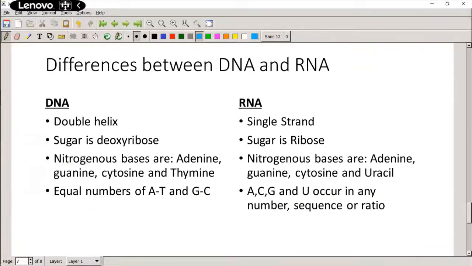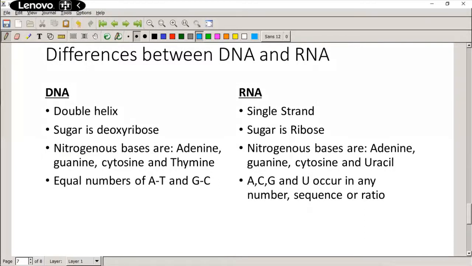Differences between DNA and RNA: they asked this question just like this in the exam that I gave you to go through last time. DNA is a double helix, RNA is a single strand. DNA contains the deoxyribose sugar, RNA contains a ribose sugar. Nitrogenous bases are adenine, guanine, cytosine, and thymine in DNA, and adenine, guanine, cytosine, and uracil in RNA. So thymine gets replaced by uracil in RNA.